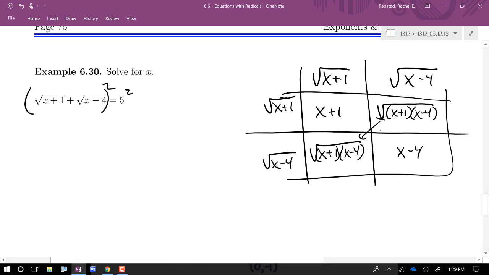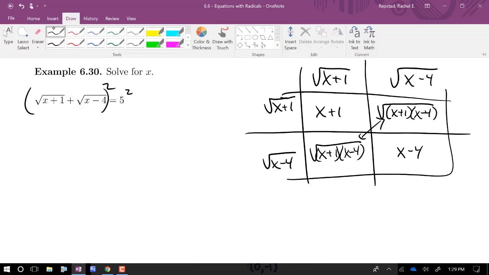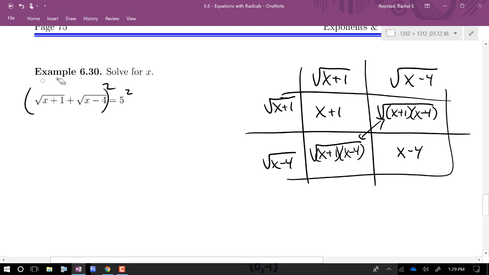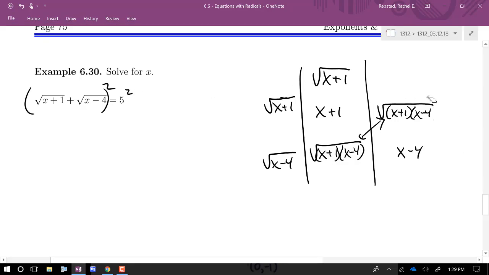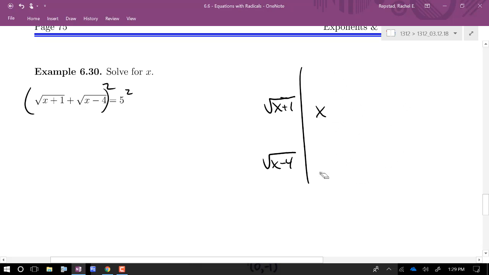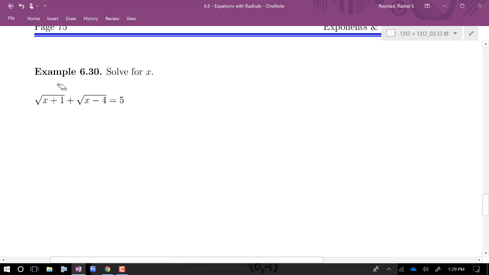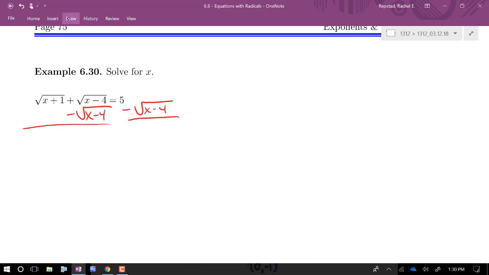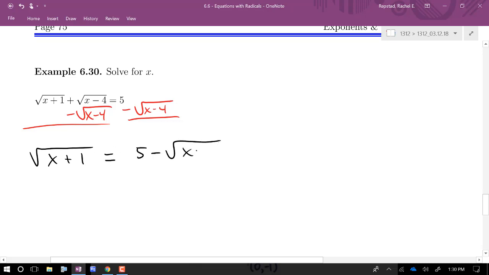So we still end up with these radicals. So let's try a different approach. What does our procedure say? Isolate one radical. Okay. So let's isolate one radical first. It doesn't matter which, so pick one. The first one? So that means I'm going to subtract root x minus 4 from both sides. So then we have root x plus 1 equals 5 minus root x minus 4.